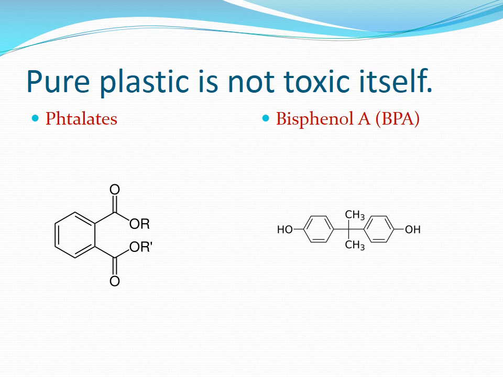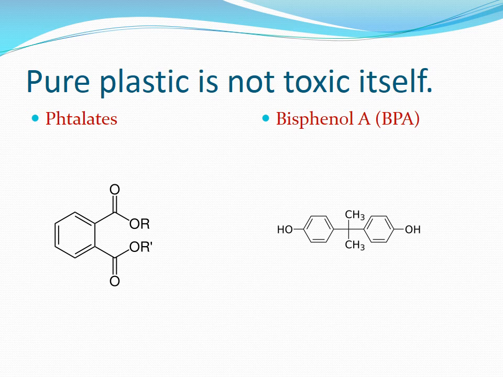Chemical components widely used to produce plastic include phthalates. Phthalates are plasticizers that increase plastic's flexibility, transparency, durability, and longevity, and they're manufactured by reacting phthalic acid and anhydride with alcohols. Another toxic component widely used in plastic production is bisphenol A, also known as BPA.